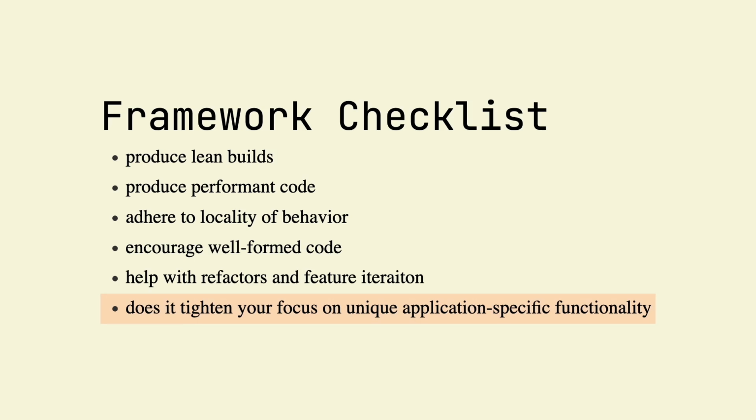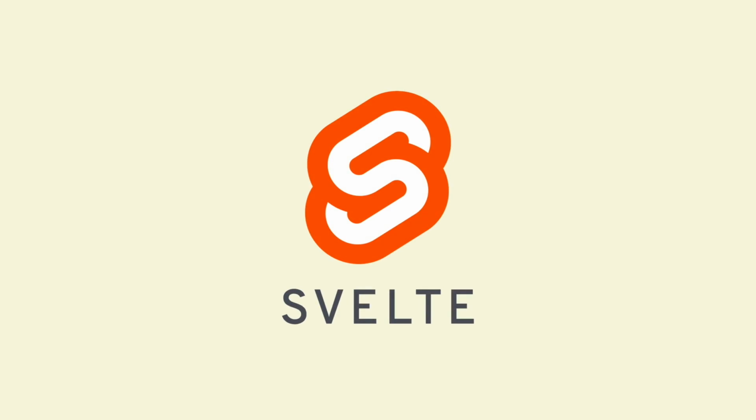In other words, does the framework allow you to focus on the application? Does it remove the common obstacles to iterate quickly? Does it bundle related behavior in our files? Are we punished for making ergonomic choices with larger or less performant builds? Svelte does an incredible job at allowing us to concentrate on what matters.